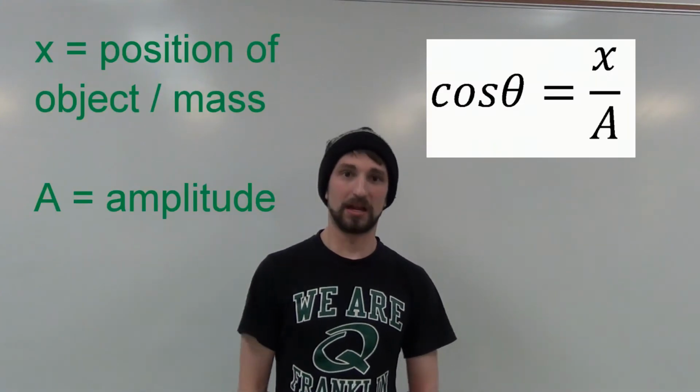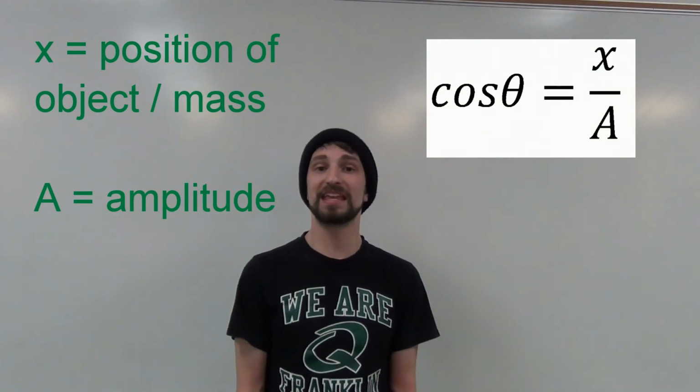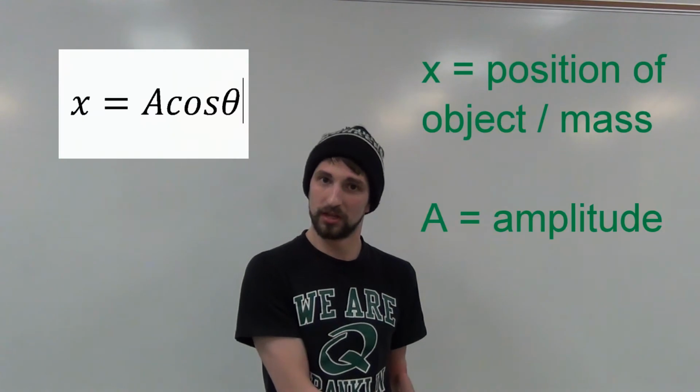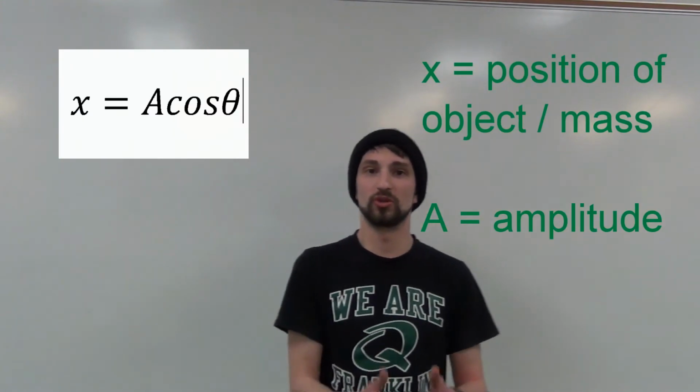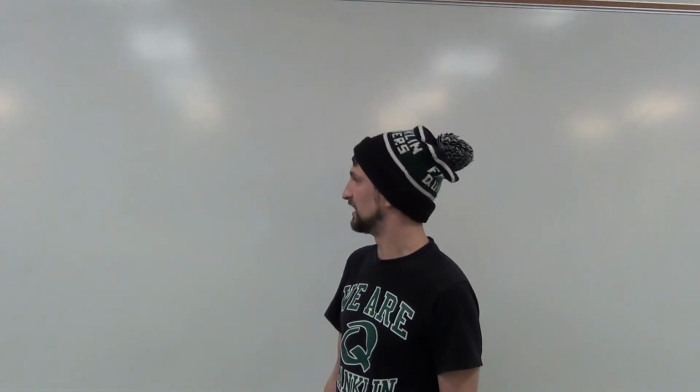So, by using x over a is equal to cosine, we can find the position of a simple harmonic motion: x is equal to amplitude times the cosine of the angle. Now, the angle of the object doesn't do us very well with simple harmonic motion because if it's moving back and forth, there really isn't an angle.